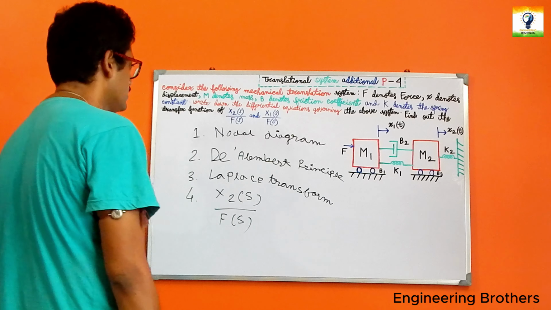We have the consideration for our B2 and K1 over here that I have already reflected, and the mass block M1 that is associated with our x1t, and the applied force that will be associated over here. This is our applied force, and this is our F over here. So this is the complete picture for our nodal diagram.